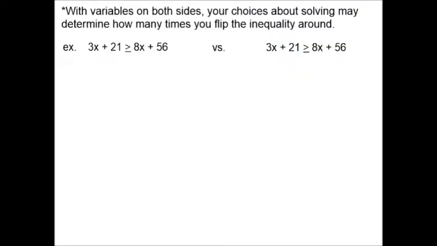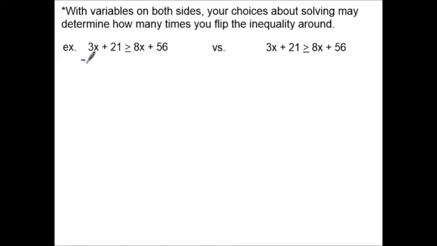Alright, well, as the words right there on the screen say, with variables on both sides, your choices about solving may determine how many times you flip the inequality around, or, quite honestly, when you flip the inequality sign around. So here's a couple examples, or really one example that we're going to do twice. I got variables on both sides, so I have 4 different choices I can make about who to cancel first. Although what I'm going to go for is the variables first, so that I'm only going to do this thing twice. Here we go.